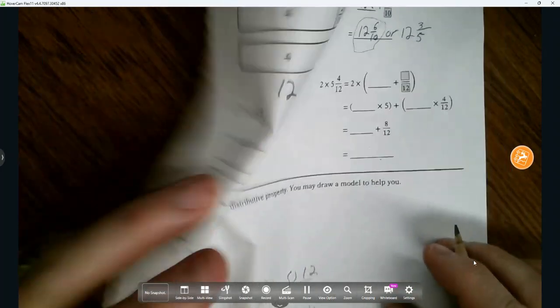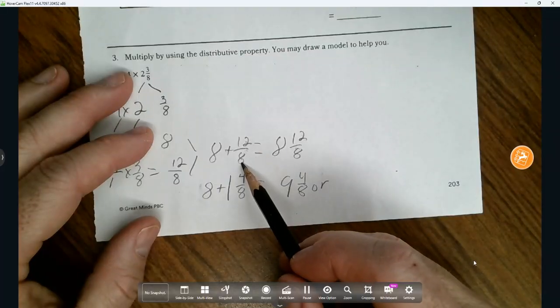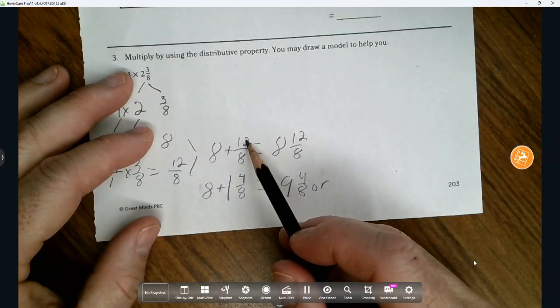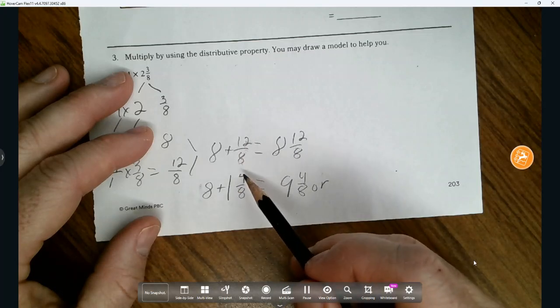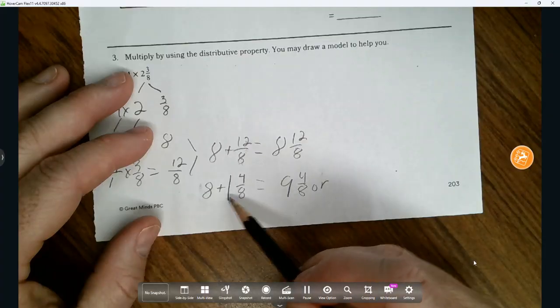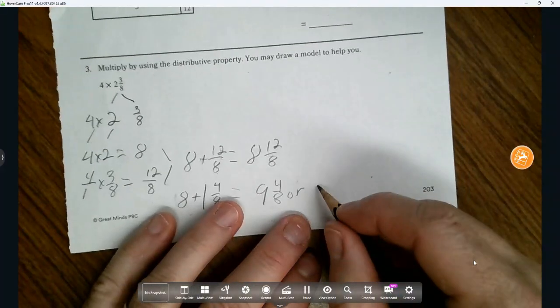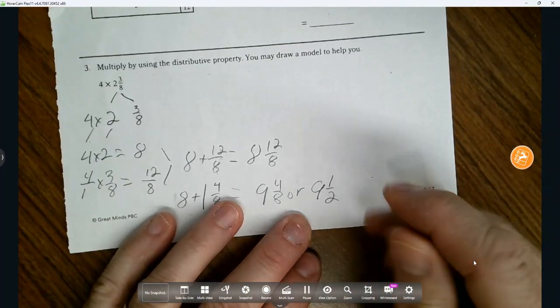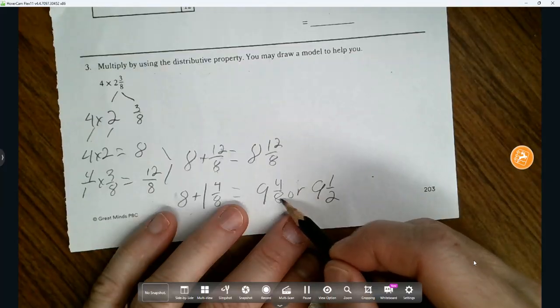Oh, hold on, I went off the screen. Sorry. We're back. We converted this. We divided 12 by 8. 8 can go into 12 one time. And then 12 minus 8 is 4 over 8, right? We have that there. So we add that together. We get 9 and 4/8, or 9 and 1/2, because we can divide 4 by 4 and you can divide 8 by 4. So you get 1/2.